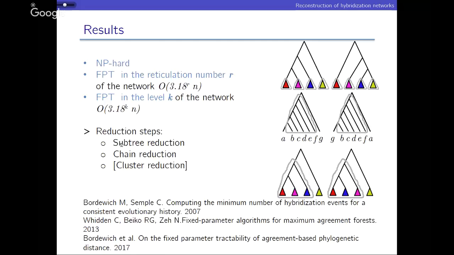So the first reduction is the subtree reduction, and it's pretty easy to explain. As soon as the two trees have exactly the same subtree, so we have two isomorphic subtrees that are present in both trees, then we can shrink them into a leaf. For example, here we can shrink these guys, and then these guys, and then these guys, and then this guy.